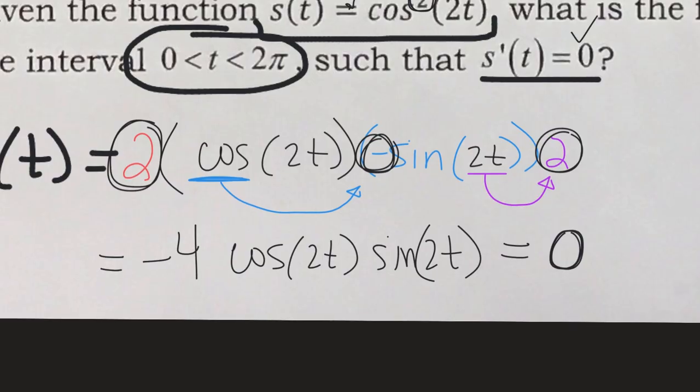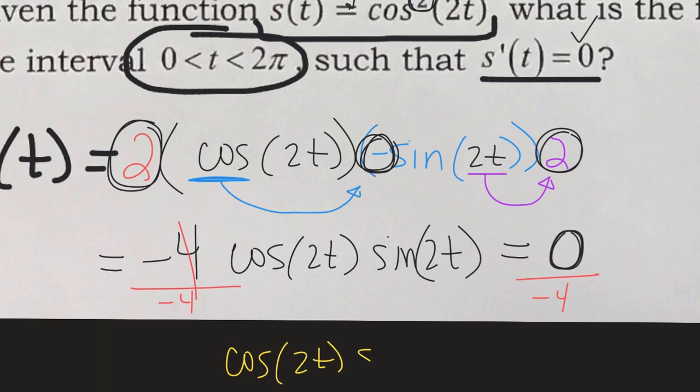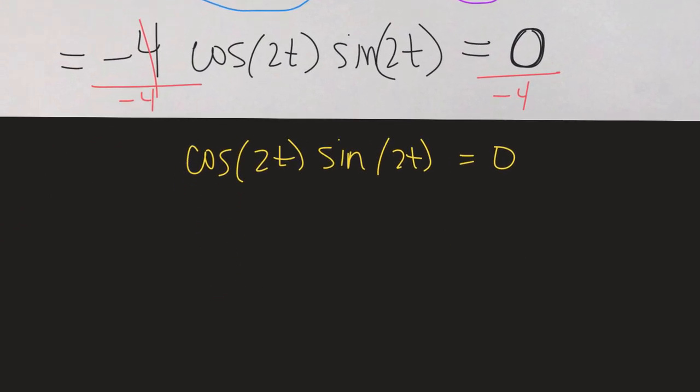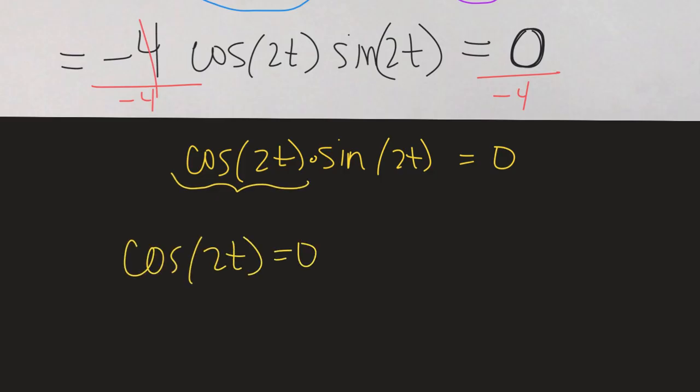Okay, let's solve this. So notice we have this negative 4 multiplier, so why don't we just divide both sides by negative 4? Right, that will get rid of that thing right there. So that leaves us with the cosine of 2t times the sine of 2t equals 0. Okay, so we're going to apply an algebraic property to this product, right? This is a multiplier. If I have two things that multiply to give me 0, that means either this has to be 0 or my other part has to be 0.